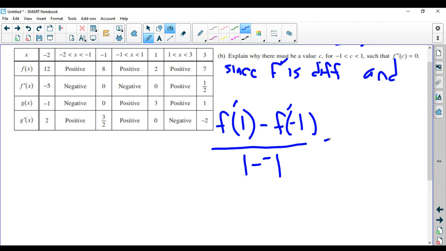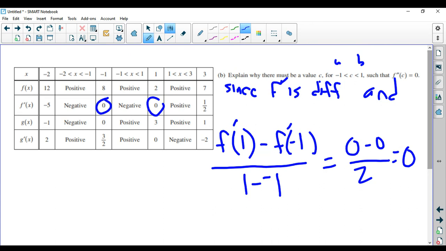We'll calculate this. F prime of 1 according to the chart is 0. F prime of -1 according to the chart is 0, over 2, which equals 0. So it's exactly what we wanted to happen.